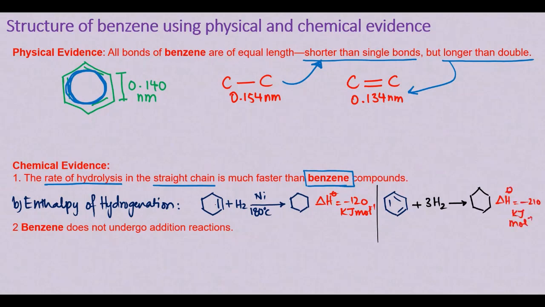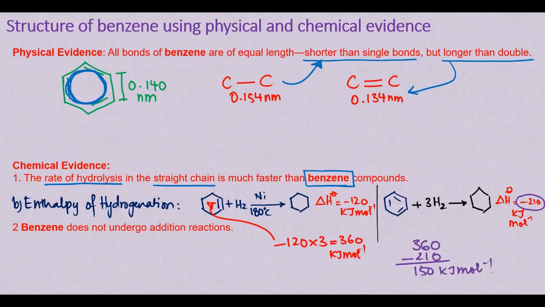If it is a simple case of 3 of these double covalent bonds, then the enthalpy change value should be negative 120 times 3 equal to negative 360 kilojoules per mole. But that is not the case with the benzene, and we get negative 210, which is determined experimentally. So there is a difference of 150 kilojoules per mole, which is due to the extra energy associated with the delocalization of the electrons. Moreover, benzene also does not undergo the addition reaction very easily.